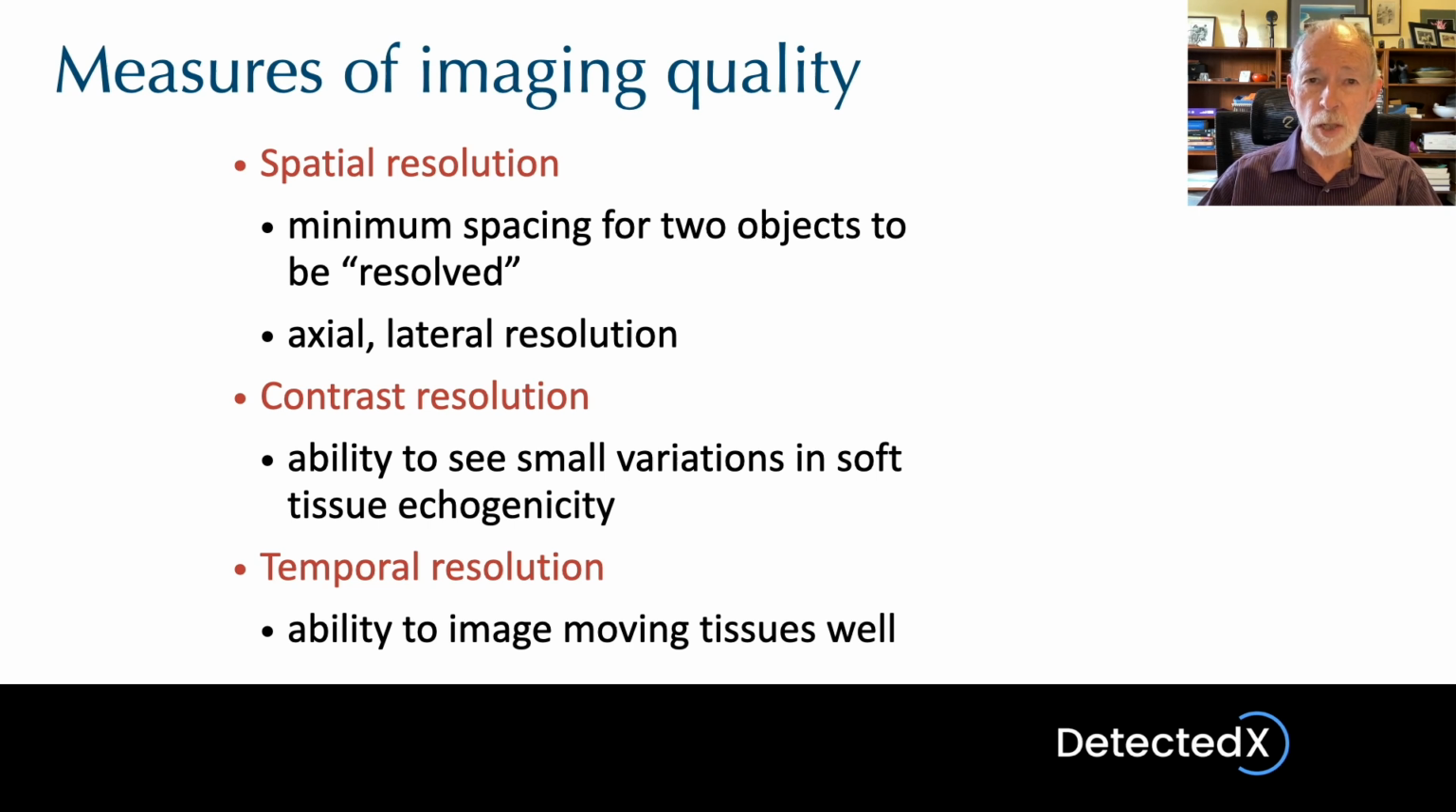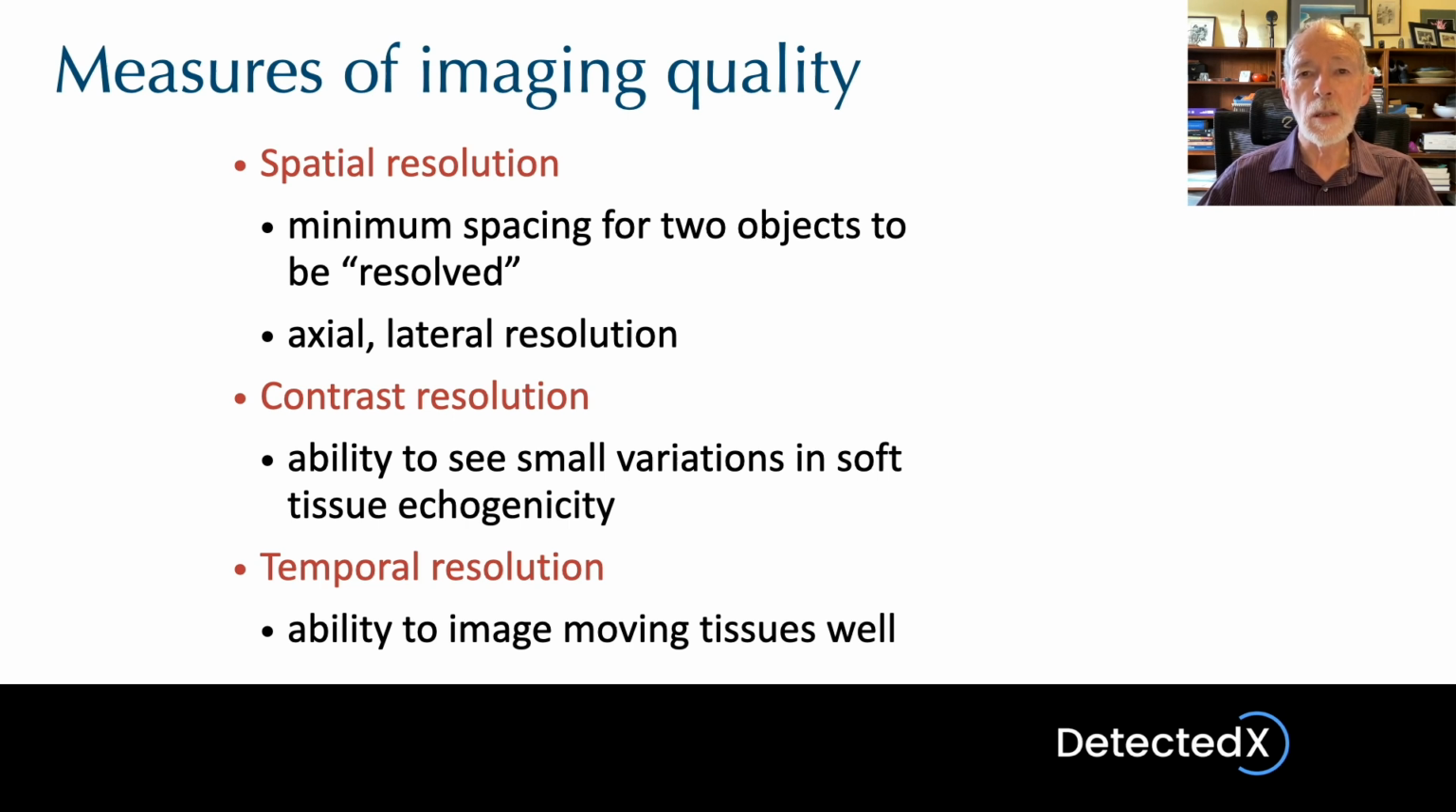The first of those, spatial resolution, is related to the clarity and sharpness of the image. Now, there's a formal definition of spatial resolution, which is the minimum separation between 2 objects that are required for those 2 objects to be seen as separate. And when we do see the 2 objects as separate in the image, we say that they have been resolved. So it's the minimum spacing needed for 2 objects to be resolved in the image.